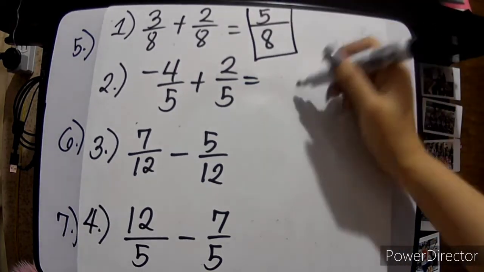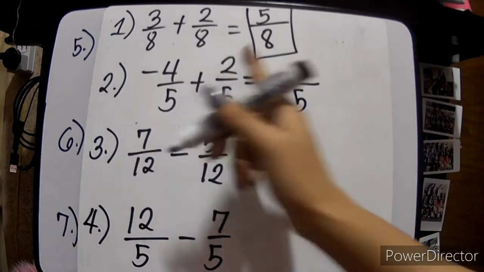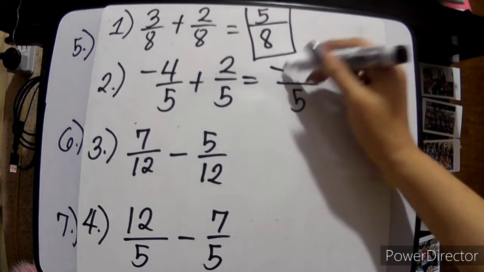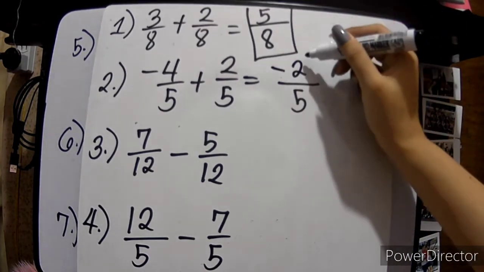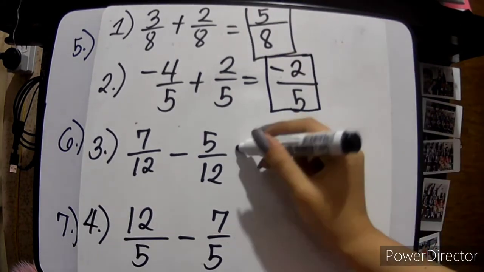Okay, next is similar fraction pa rin nga, denominator 5. And then, dahil negative 4 at saka 2 unlike sign. So, subtract natin and keep the sign of the highest number, which is negative. So, this is negative 2/5.